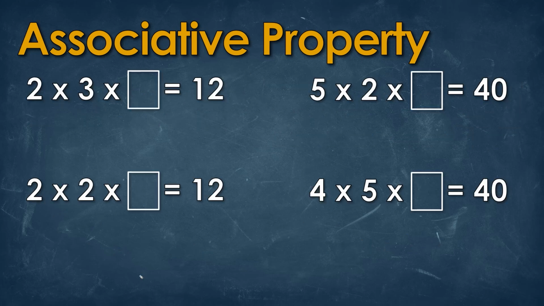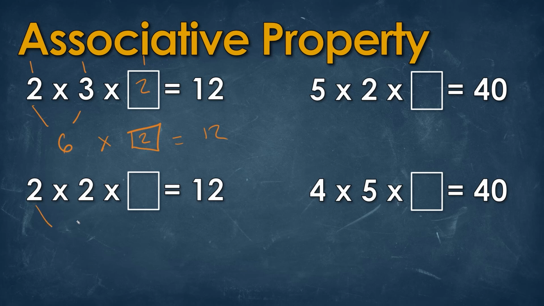Okay, now let's take a look at a couple examples. We have 2 times 3. We know that that is 6. Now 6 times something will give us 12. So if we take a look at our multiplication table, we know that that would be 2. So 6 times 2 equals 12. But that also means that 2 times 3 times 2 is 12 as well.